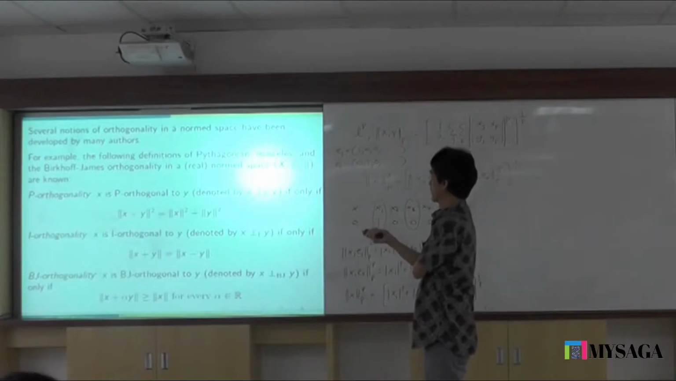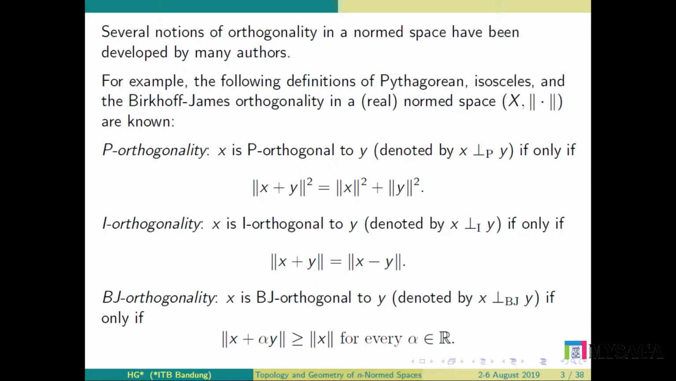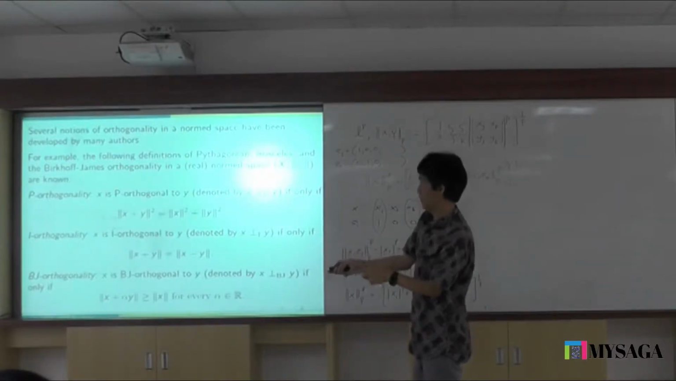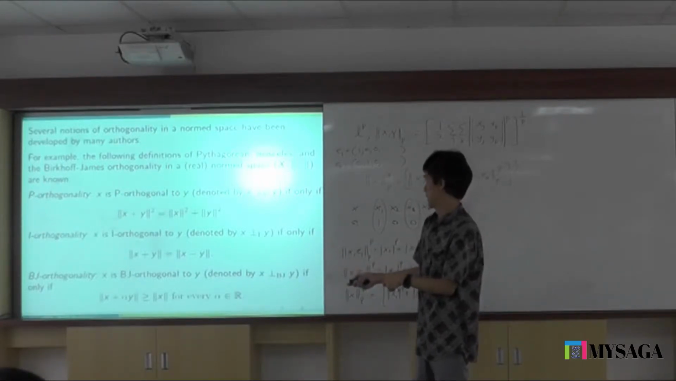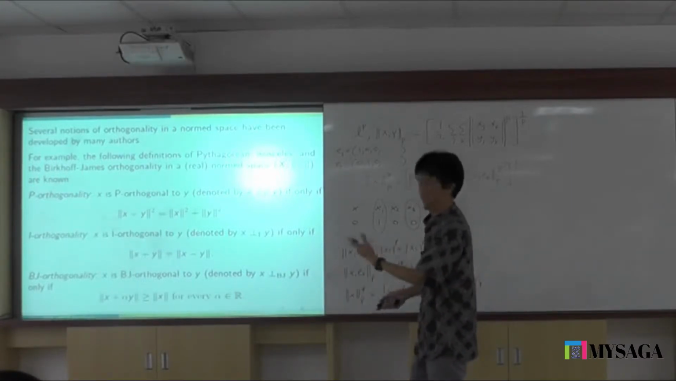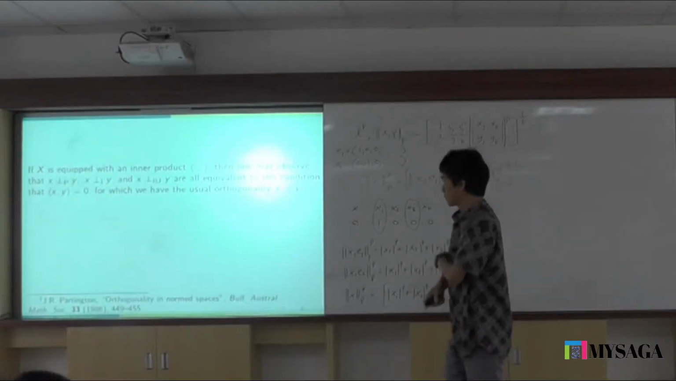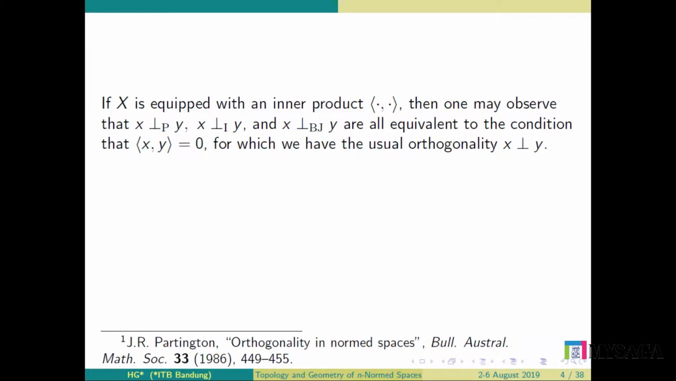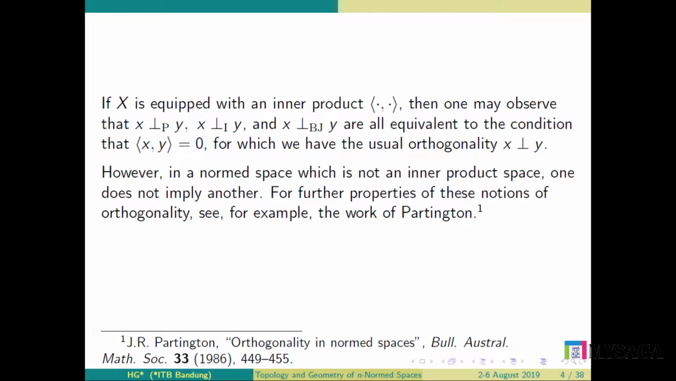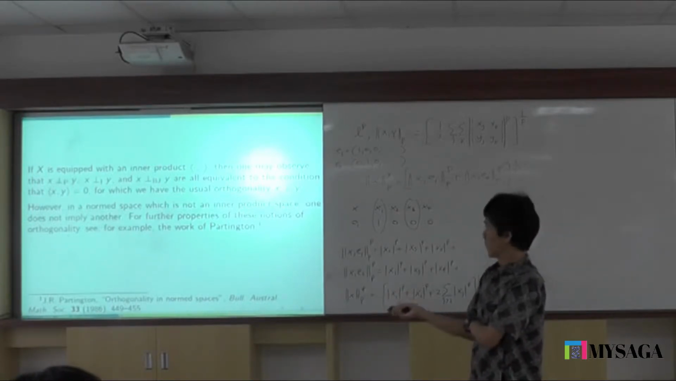Okay, we know these notions already, so I can skip this slide. Sometimes it's called James orthogonality, I think, because for alpha it's complex. Oh, okay, if alpha is real, then it's beta. Now, if X is equipped with an inner product, then of course Eder also has mentioned that the three orthogonalities are all equivalent to the usual orthogonality. However, in a normed space which is not an inner product space, one does not imply another. You can check this paper if you're lucky. I don't know, it's an old paper, but maybe it's online now.